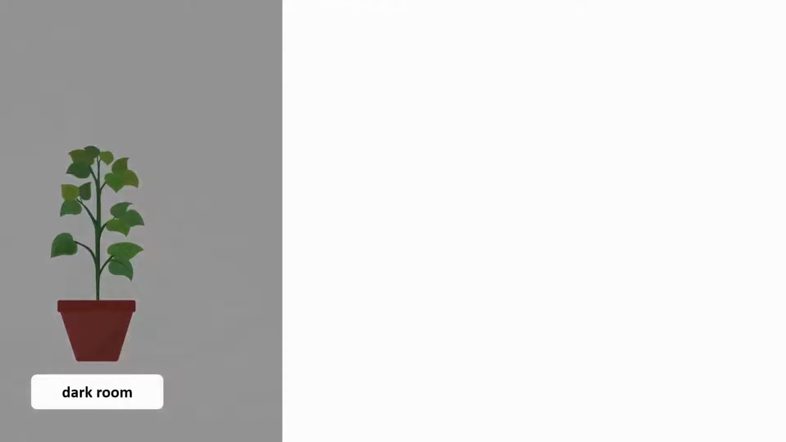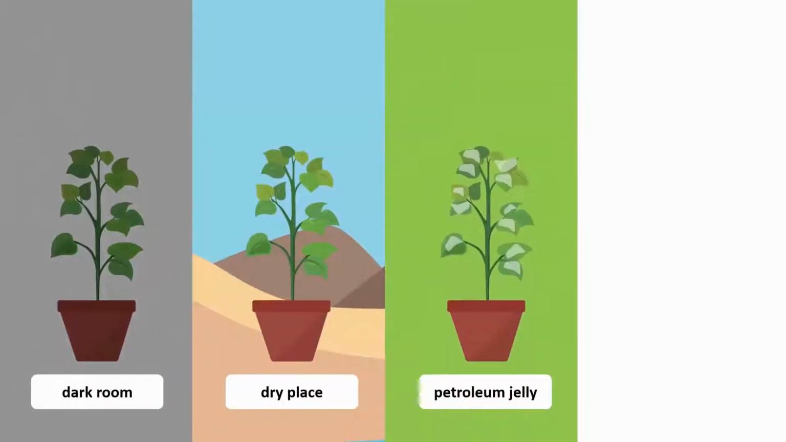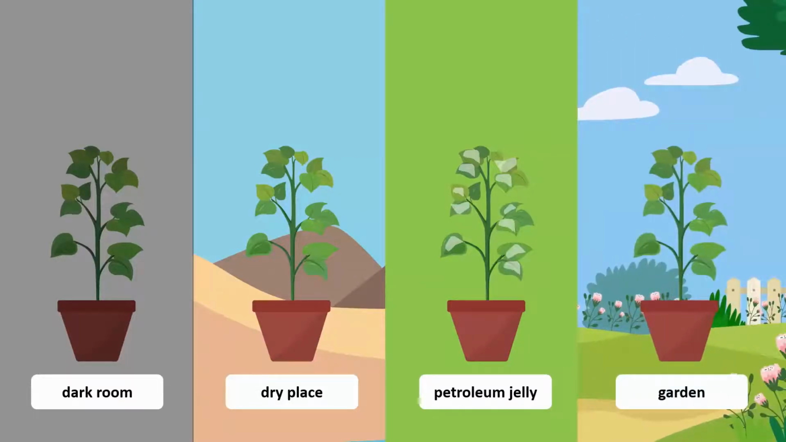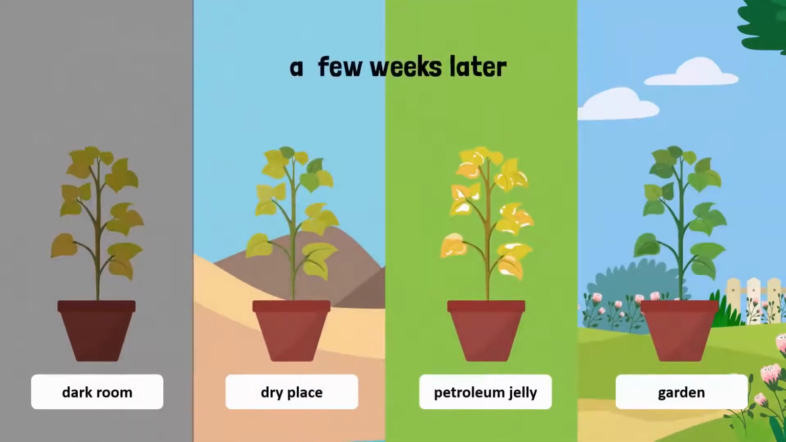We'll place the second plant in extremely dry conditions. The third plant will have its leaves completely covered with petroleum jelly. This jelly will stop carbon dioxide from entering the leaves. The fourth plant we'll place in a garden. Let's see what happens after a few weeks.